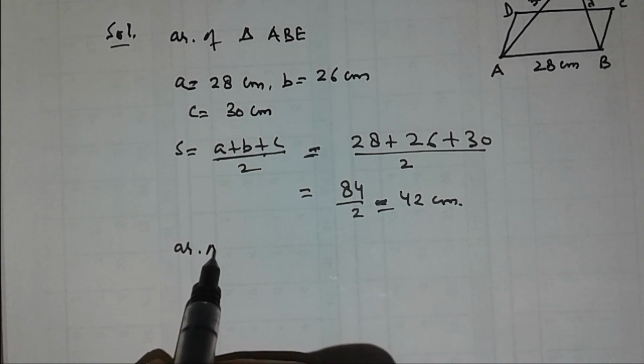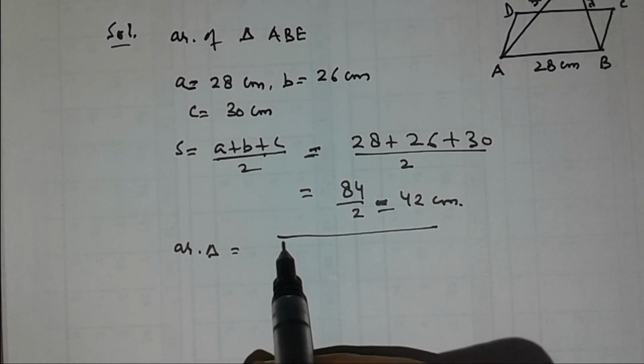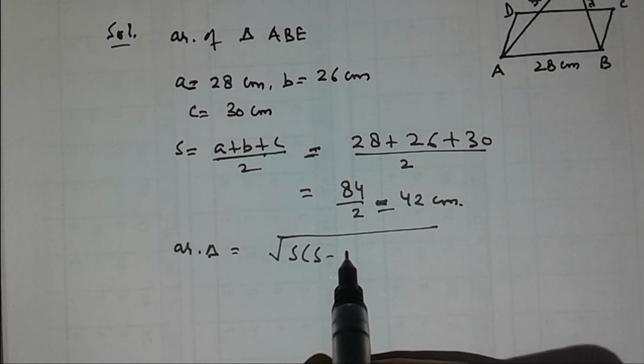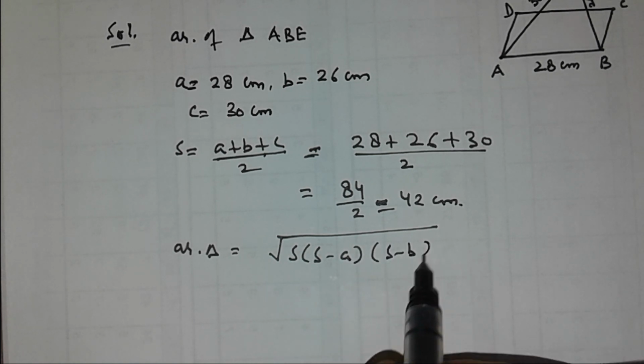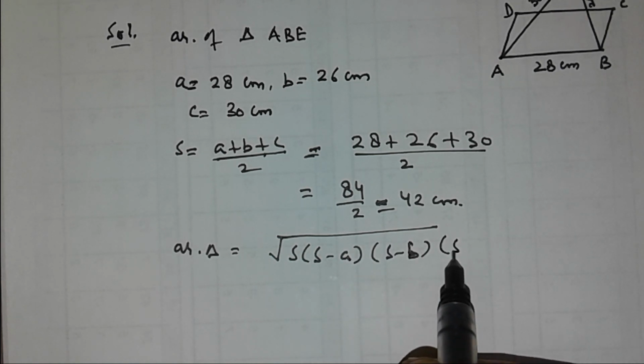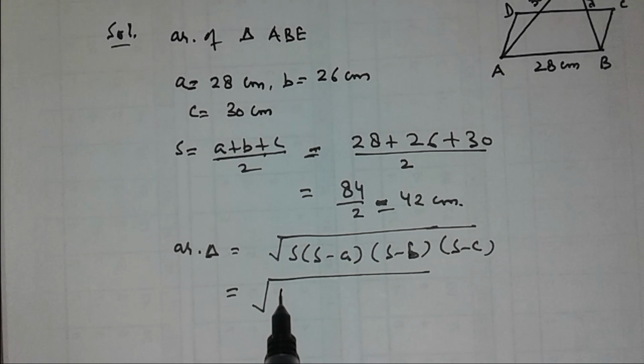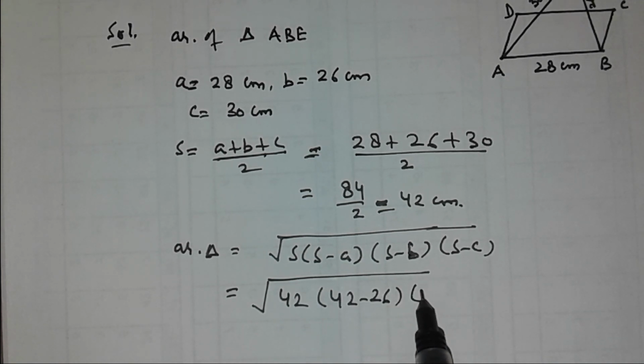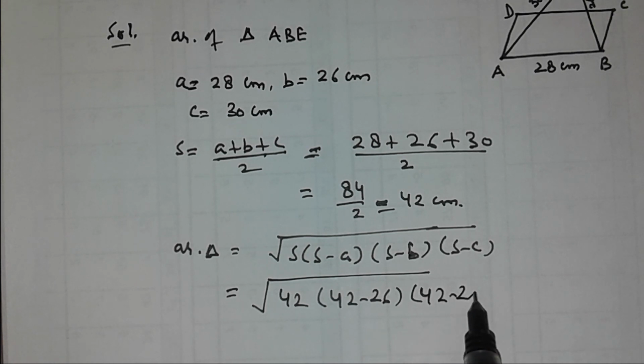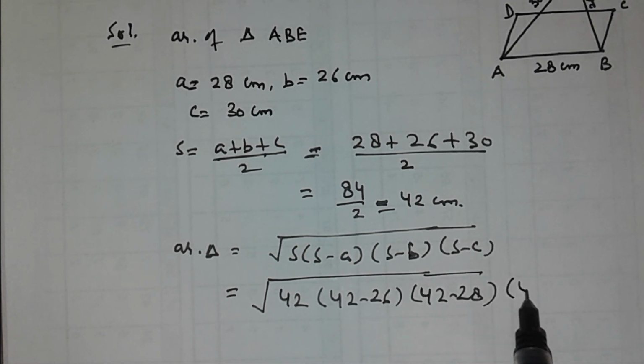Now area of triangle, use Heron's formula. So area of triangle is equal to root of s into s minus a, s minus b and s minus c. So area of triangle will be equal to, s is 42, 42 minus 26, then 42 minus 28, then 42 minus 30.